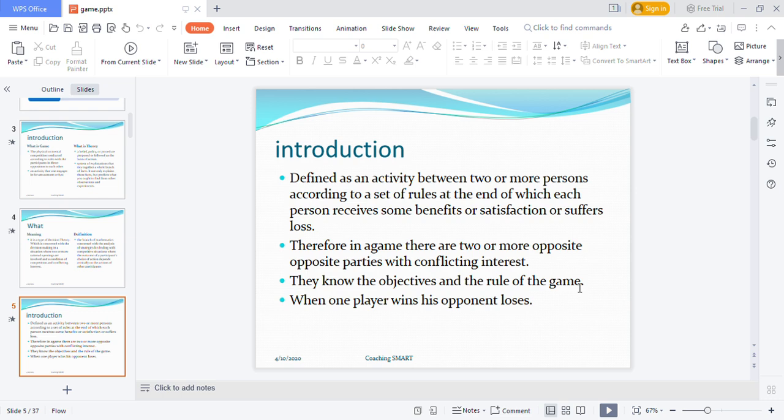Therefore, in a game there are two or more opposite sides, parties with conflicting interests. In every game, there are two opposing sides. They know the objectives and the rules of the game. They are very aware of the objectives and the rules. Every game must have rules. You can't play a game without rules. It is the rules that make a game very interesting and entertaining. When one player wins, his opponent loses. That is critical: if one wins, the other one will lose the game.